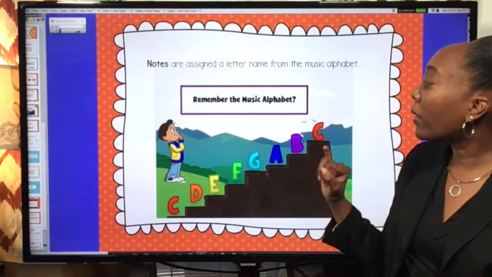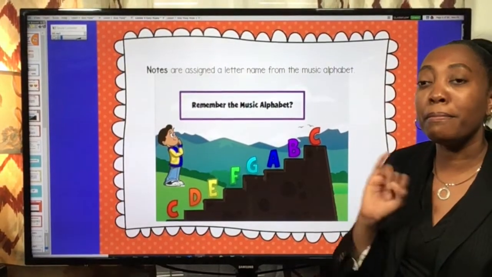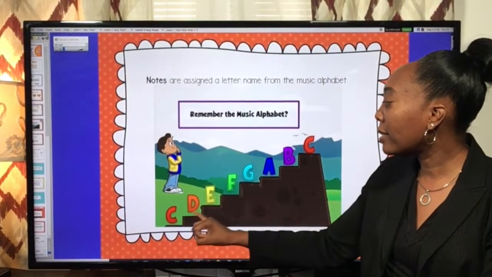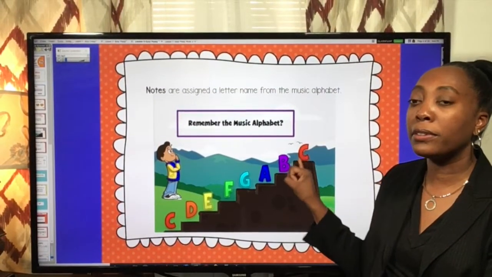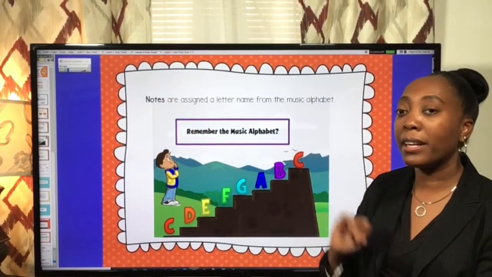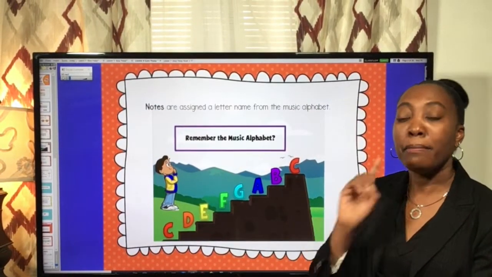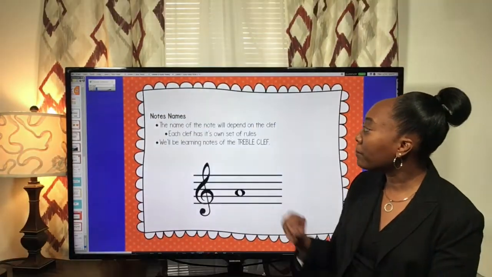Now, notes are also assigned a letter name from the music alphabet. Music alphabet, remember the music alphabet? C, D, E, F, G, A, B, C. And then after C, we go back to D, E, et cetera, et cetera. All right, so those notes have a special letter, music alphabet letter to be exact. All right, so let's move along.